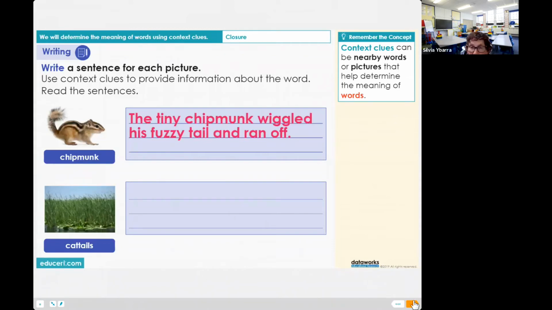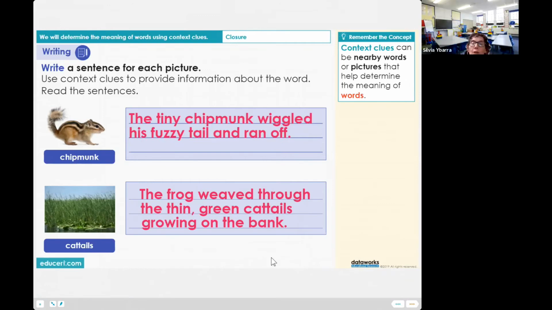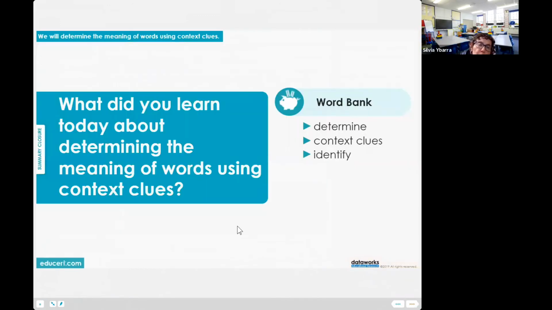So even if you don't know anything about the chipmunk, you're going to be able to tell by looking at their sentence that it is probably an animal that has a fuzzy tail and is going to do quite a few other things. So that is the closure. That means that I'm ready to close my lesson. So if you move on to this.